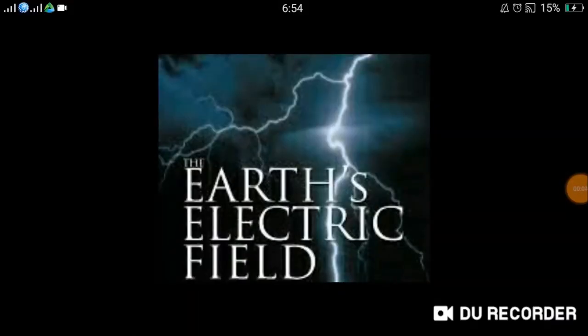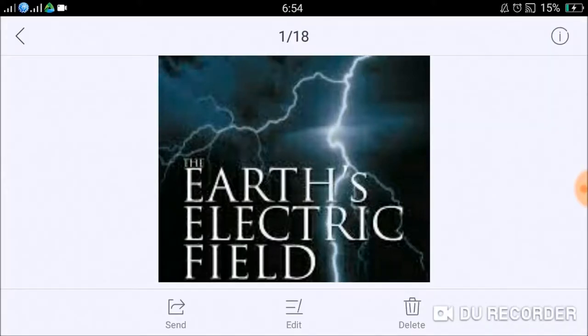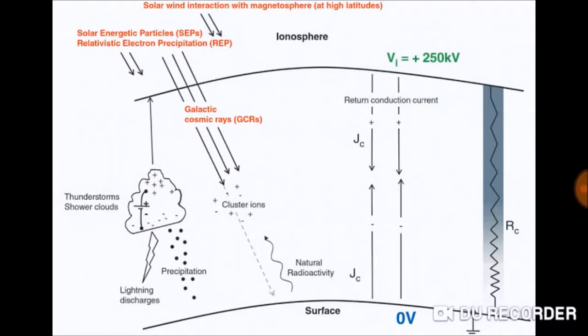So, hello everyone, this is Earth's electric field. A near uniform electric field of approximately 150 newtons per coulomb directed downward surrounds Earth, with the magnitude increasing slightly as we get closer to the surface. So, what causes the electric field?